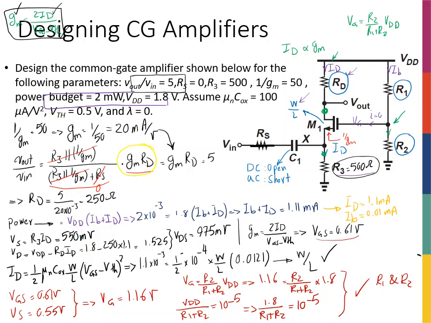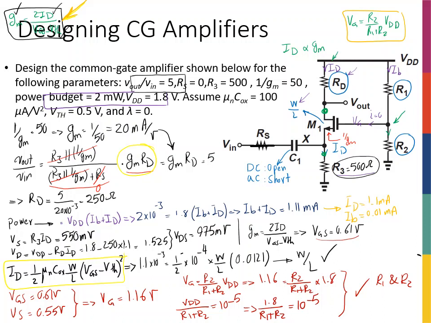I've used the basic DC current equation of a MOSFET. I've used the relationship between gm and ID, up here on the left. I've used the resistive divider relationship. It's all about very basic equations. You just need to know the basic equations, and you need to know what equation to use at any time, right? And what order you should go.